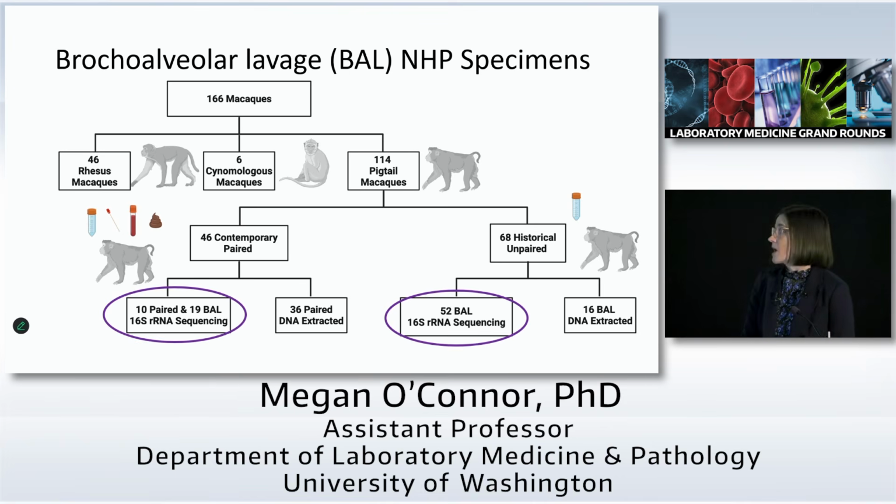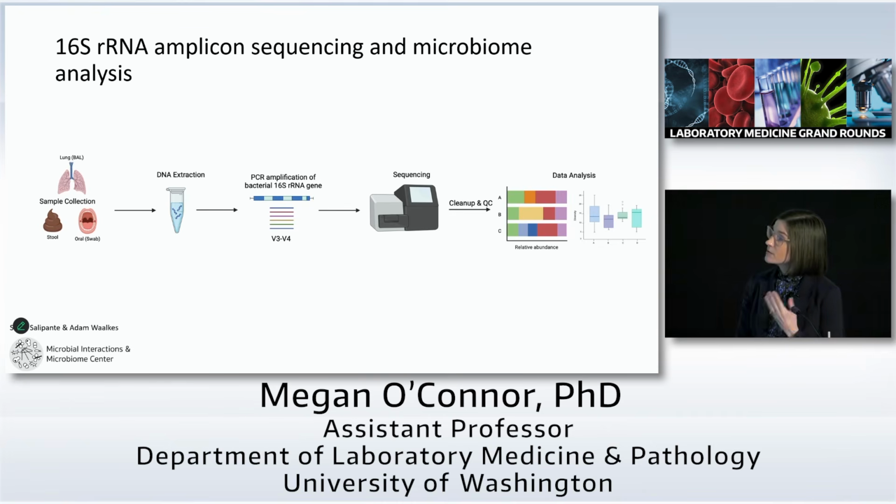And so today I'm going to be highlighting the 81 different samples that we have sequenced so far. This includes 10 paired samples as well as 71 unpaired samples. To assess the microbiome, we take our different samples and extract the DNA. Then, in collaboration with Steve Salaponte and the MIMC, we do 16S rRNA amplification of the V3-V4 region of the 16S gene. This library then goes to sequencing, and then through a variety of different processes, we can clean up the data and do QC for our data analysis.